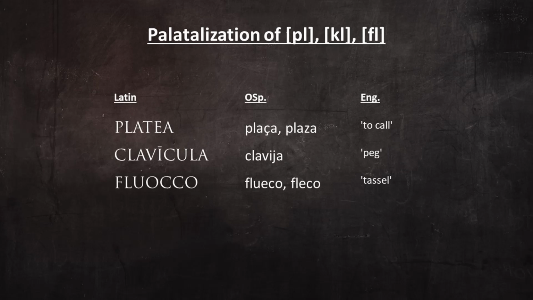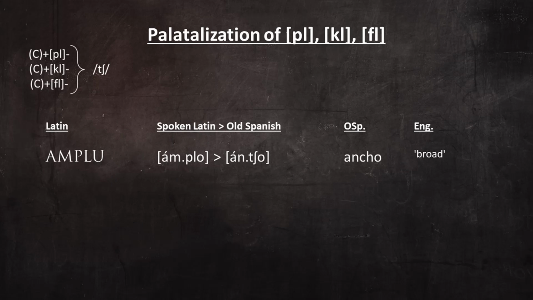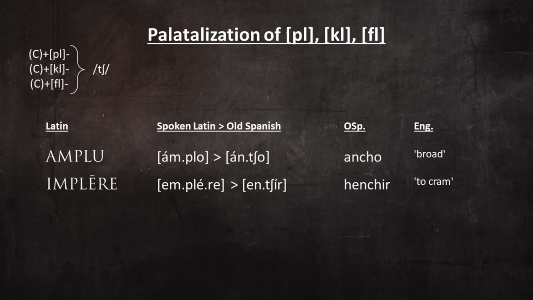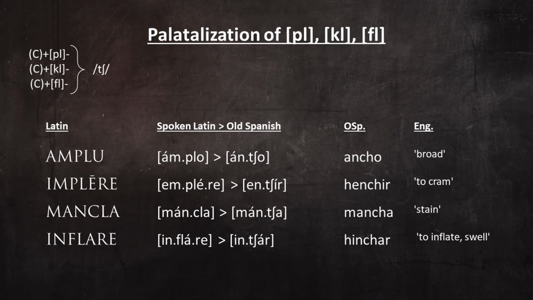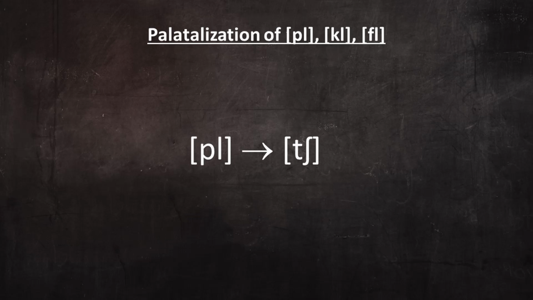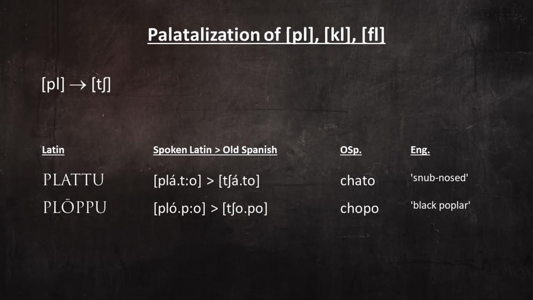Now this transformation wasn't universal. There are some common words in which these consonant groups remained unchanged. And when pl, cl, and fl appeared in the middle of a word following a consonant, it was normal for them to transform to ch. So amplo became ancho, and emplere became enchir. Mancla became mancha, and inflare became hinchar. In a few cases, pl at the beginning of a word became ch, probably by analogy with the previous transformation. So, plato became chato, and plopo became chopo.